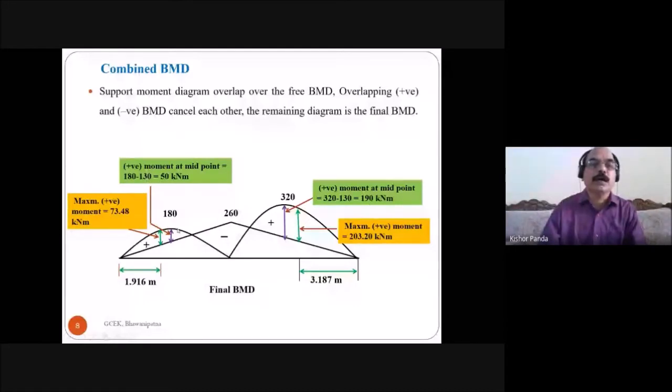This is the positive moment at the midpoint of span AB, and this is the midpoint of span BC. But you don't know where you will get the maximum positive moment. That maximum positive moment you will find out where the shear force is equal to 0. That you will find out after plotting the shear force, where the shear force is 0, and from that you will get what is the maximum positive moment.